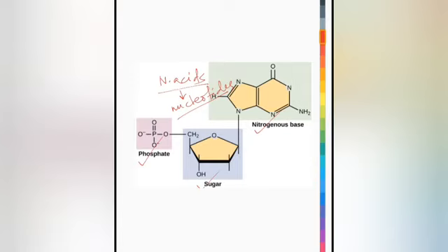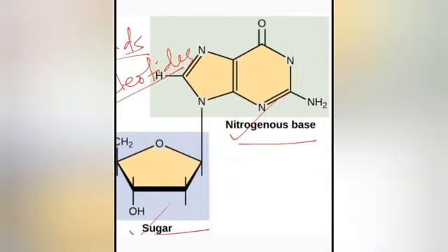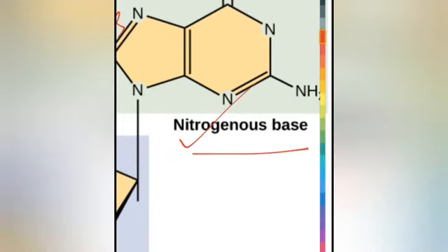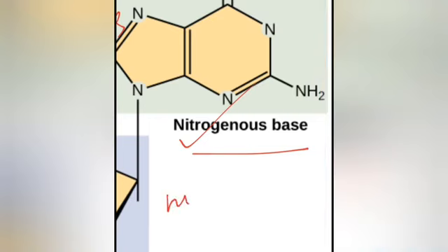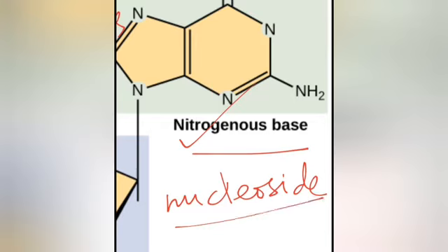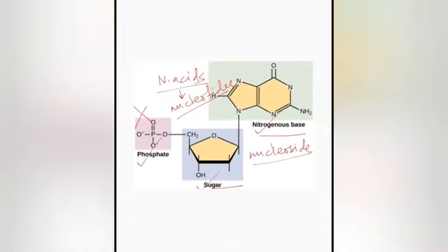In some nucleotides where the phosphate group is absent, only nitrogenous base and sugar are found. In that case, it is not known as a nucleotide, it is known as a nucleoside. So what is a nucleoside? A nucleotide without a phosphate group, only consisting of nitrogenous base and sugar, is known as nucleoside. I hope this part is clear.